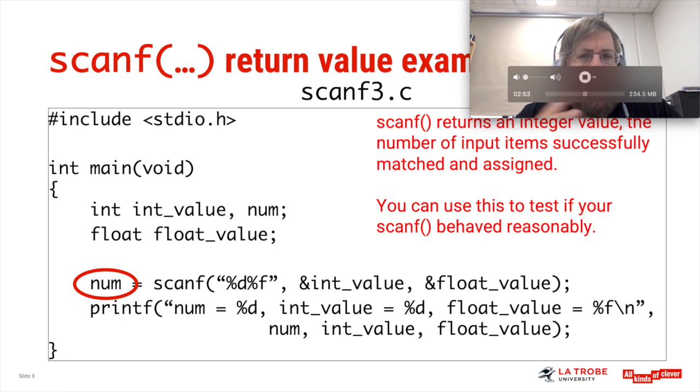So scanf up until this point, and even in the future, we don't necessarily use a return value. We just do scanf on a line by itself. And by doing that, we're throwing away the return value that scanf has. But it's actually useful, so I think that what you should do is rather than throw it away, record it in a variable. Then you have access to it if you need it. The return value of scanf is an integer that is the number of input items that have been successfully matched and assigned. Okay? So you can use this to test if your scanf is behaving the way you expect it to.